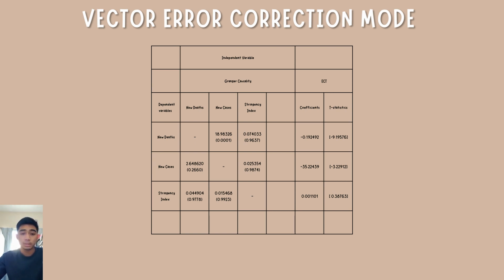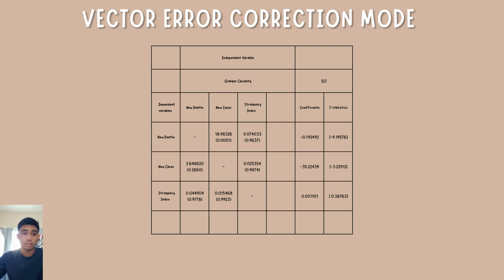Based on the condition of ECT and on the diagram above, it shows that there is one long-run significant relationship in which the new cases will affect the number of death equation. The coefficient of the error term for stringency index is positive. This indicates the stringency index does not contribute to explain the changes in new death.